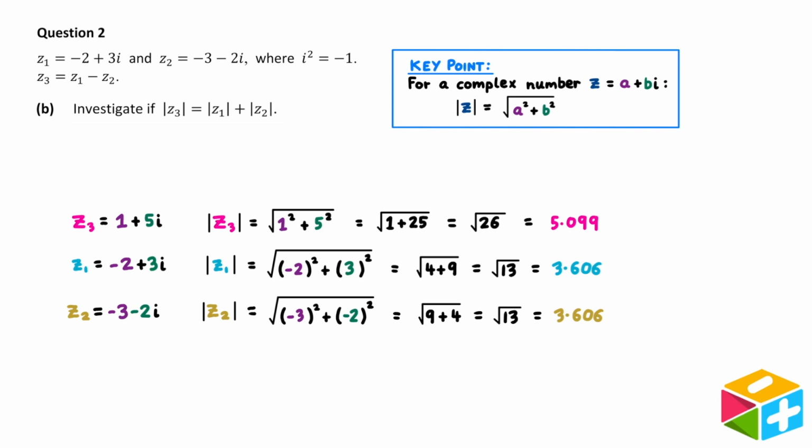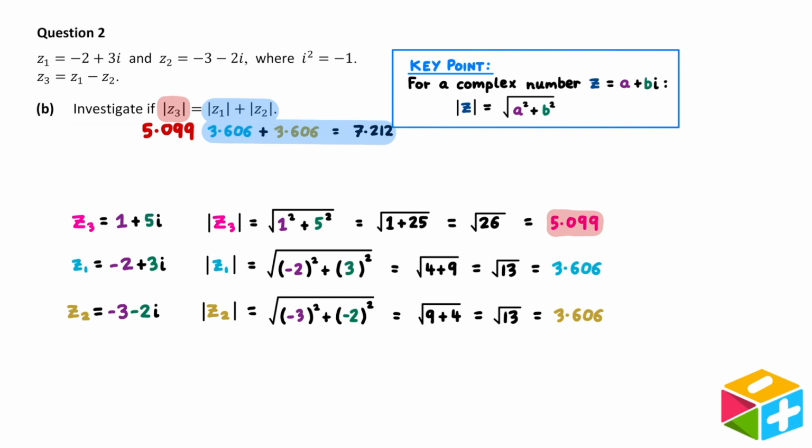We now have all the information we need to investigate our statement. On the left-hand side, we know that the modulus of z3 is equal to 5.099. On the right-hand side, we have the modulus of z1 plus the modulus of z2. We know what both of these are, so let's add them together. The calculation here comes out at 7.212.